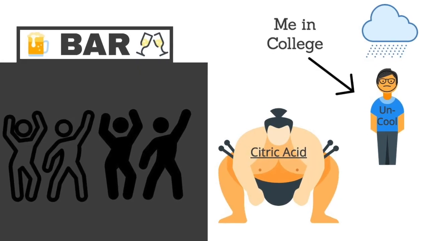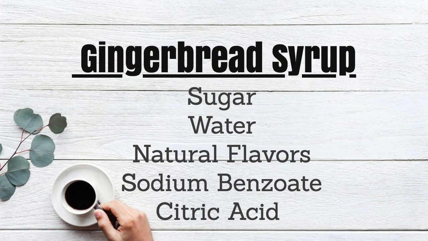Citric acid is used as a preservative in this situation. It is to prevent things from growing inside of this syrup. Think of citric acid as like the bouncer of the gingerbread syrup. Interesting little point here. Can you see what's missing from this syrup? Ginger. The gingerbread flavor, I assume, is all coming from the natural flavor pretty much because it's just cheaper.